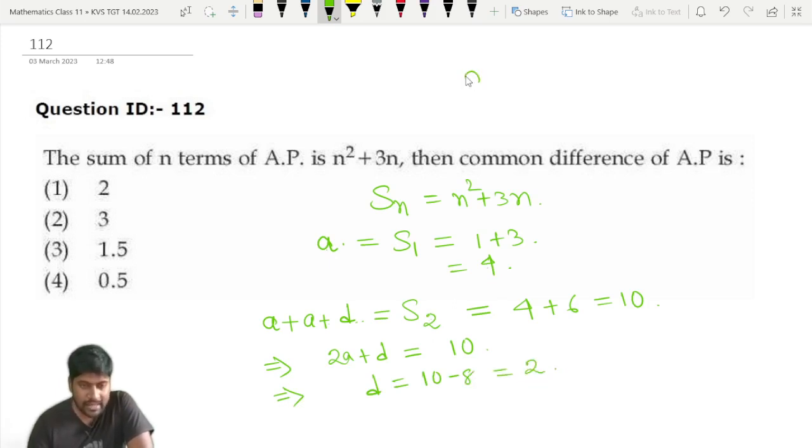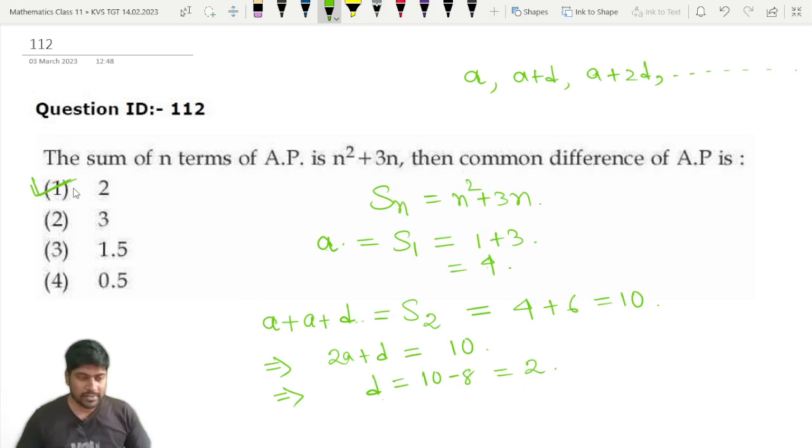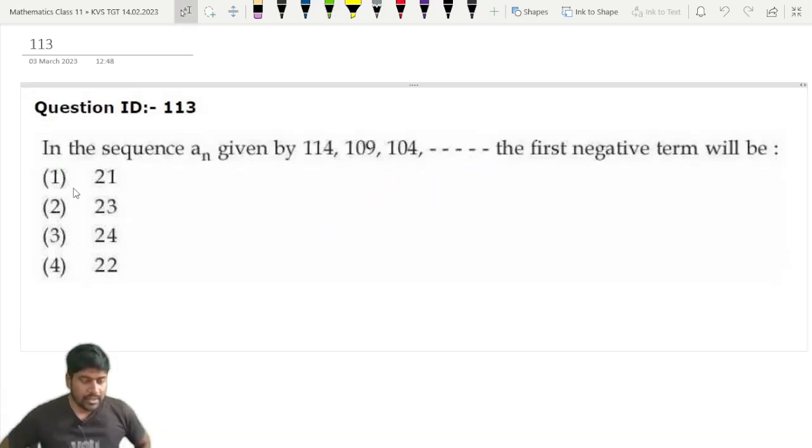The AP is like that: a, a plus d, a plus 2d, dot dot, it will go like that. So d is equal to 2. So option 1 is the correct answer. Now come to question number 113.